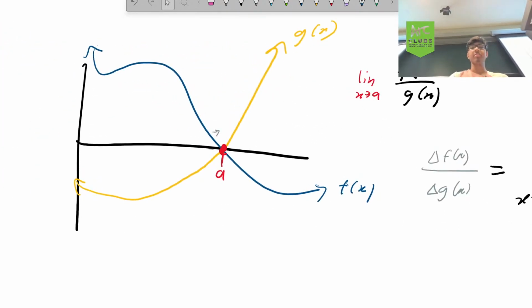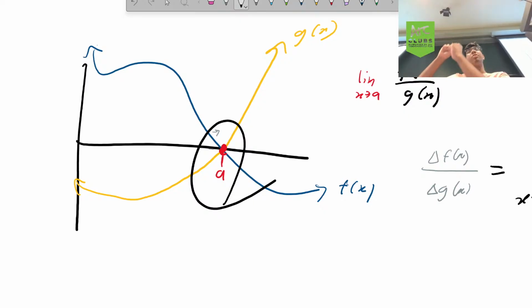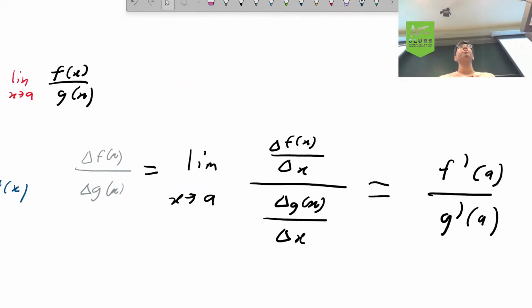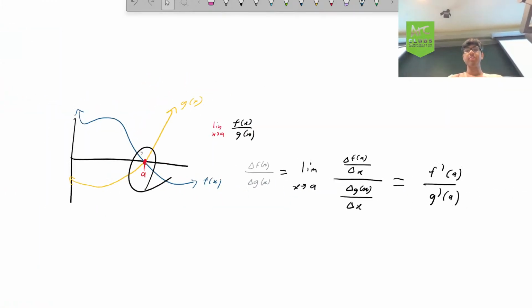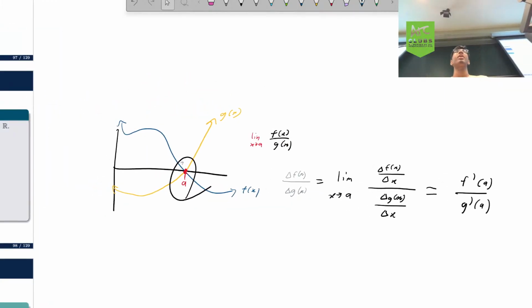So if I have these things, obviously they have to go to 0. If they were going to some other point, then this whole thing just doesn't make sense, right? But if they're both going to 0, then I can consider those height values and just consider the ratios of those. Does that logic, that thought process make sense for how L'Hopital's rule works? Cool.